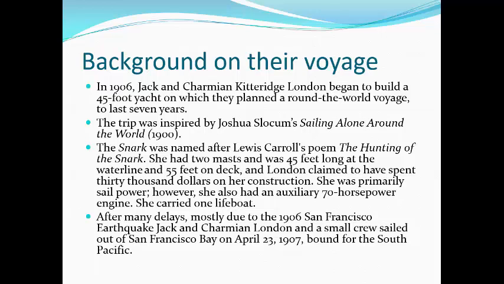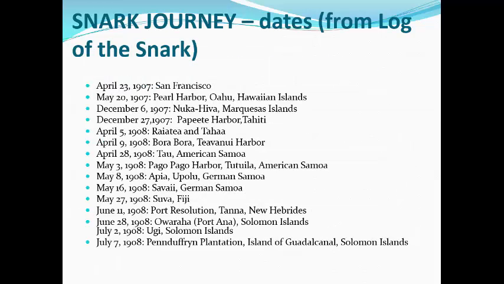After many delays, mostly due to the 1906 earthquake, which completely damaged their boat and caused a lumber shortage, Jack and Charmian London and a small crew sailed out of San Francisco Bay on April 23rd, 1907, bound for the South Pacific. Their first stop was Hawaii.